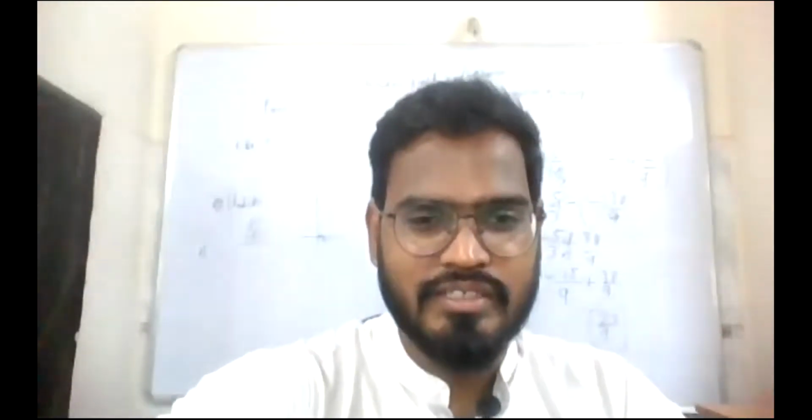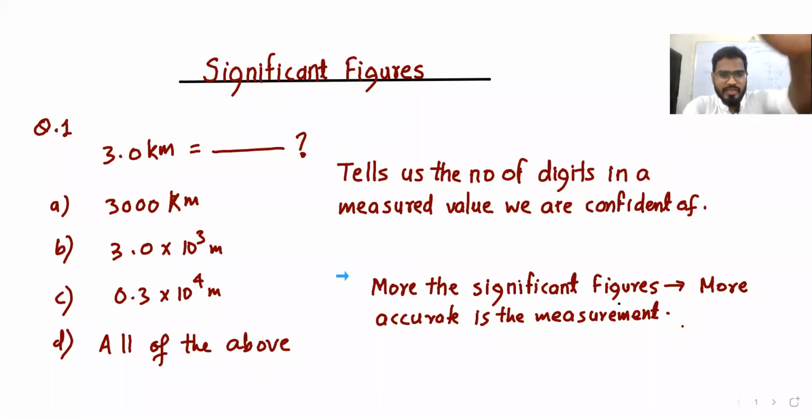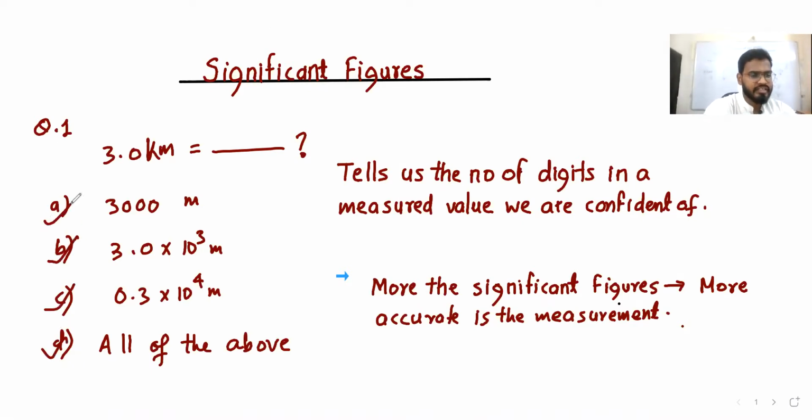Let's study significant figures. We will start with a question. This is 3 kilometer. Guys, 3 kilometer we can write as 3,000 meters, right? 3 into 10 to the power 3 meters, correct. 0.3 into 10 to the power 4 meters, right? It means all are correct, right? Why did I give this question? Is every option correct? No. Only one is correct here. The rest are all wrong. This is wrong, this is wrong, this is wrong.